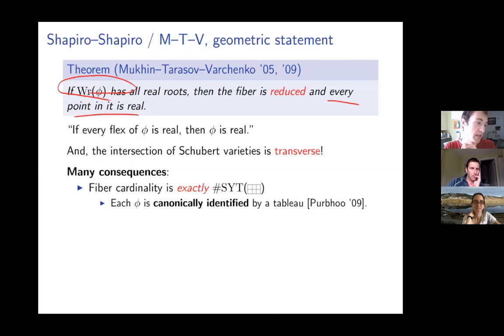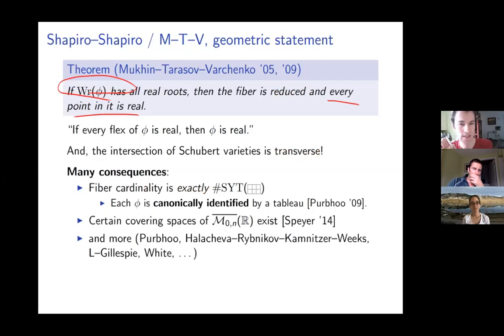If you were looking at this from the perspective of combinatorics, then you should think, okay, we always have exactly a number of solutions equal to the number of standard Young tableau. Actually, Kevin Purbhoo, 10 years ago, showed that each point in the fiber can be labeled canonically by a standard Young tableau. And there's been a whole bunch of other work since then. This reduced statement is saying that points in the fiber can't collide with each other, because that would introduce multiplicity. So there's also an interpretation saying that covering spaces of the moduli space of curves have to exist.